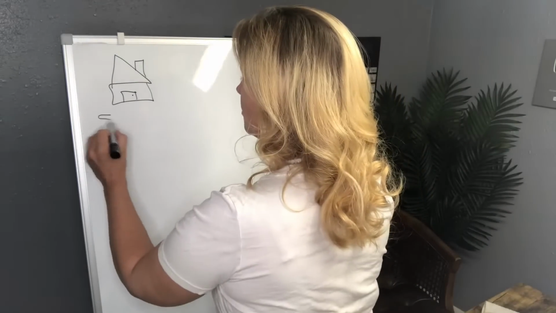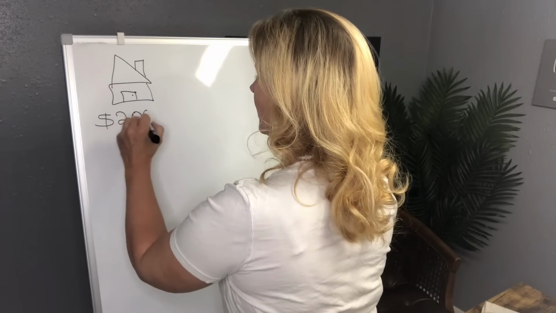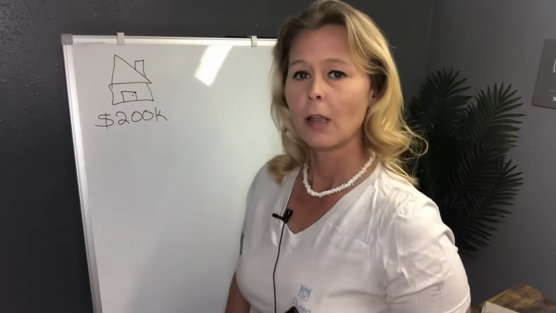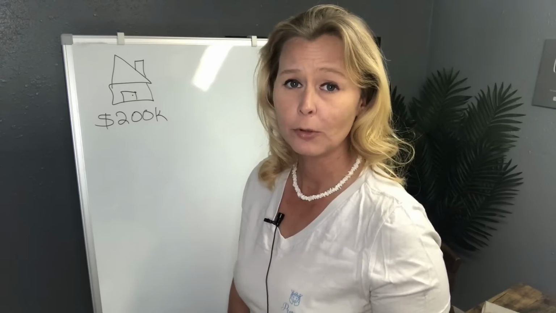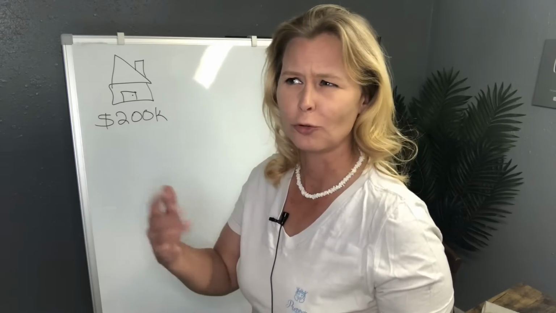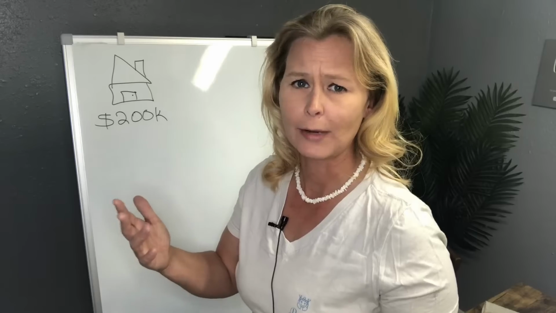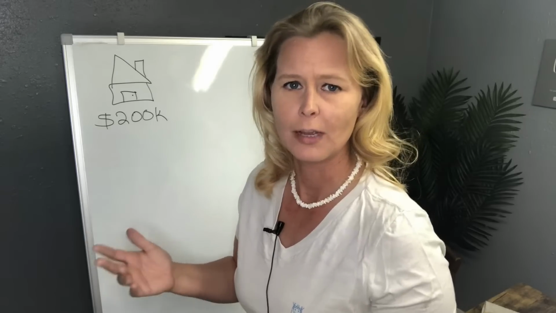So let's say you buy a house for $200,000. You're not really paying $200,000 for that house unless you're paying for it in cash. The majority of people are going to take out a 30-year mortgage, which is crazy because banks are now allowing for 40-year mortgages. So unless you buy your house when you're 25, you won't even have your house paid off by the time you retire.